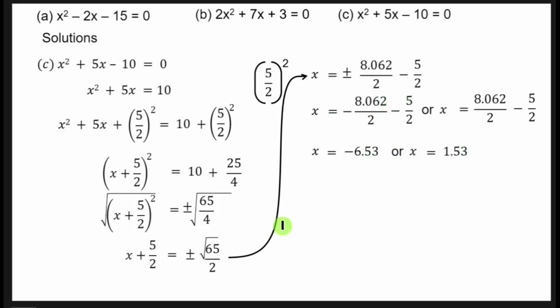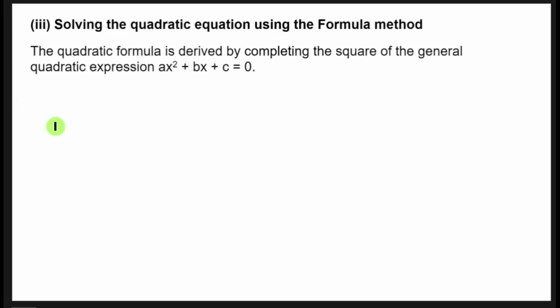So now let's look at solving the quadratic equation using the formula method. Solving the quadratic equation using the formula method. So first, I'm going to derive the formula method for you. So the quadratic formula is derived by completing the square of the general quadratic expression here, or equation. This quadratic equation, we can complete the square of it so that we can come up with the formula.